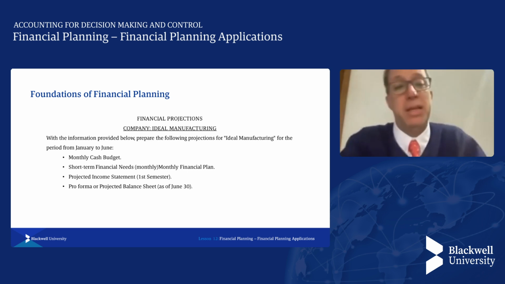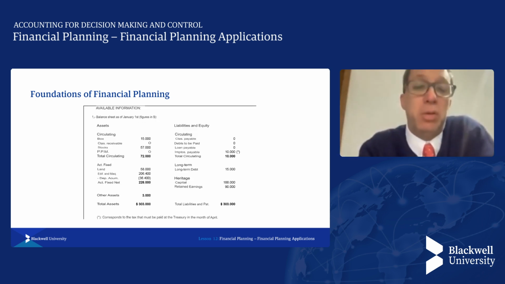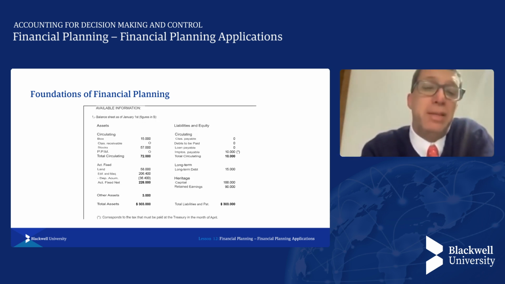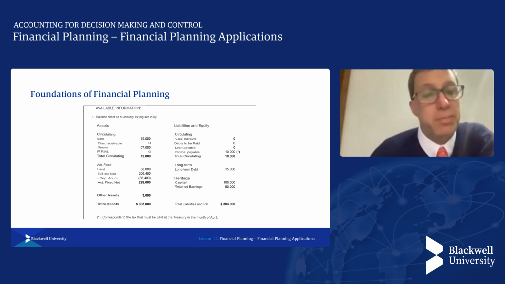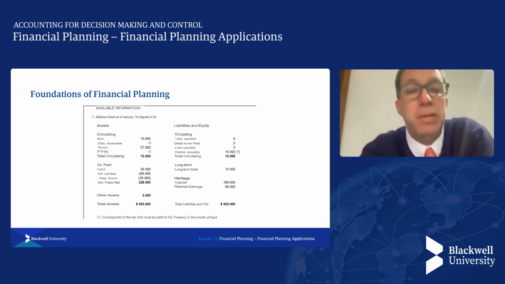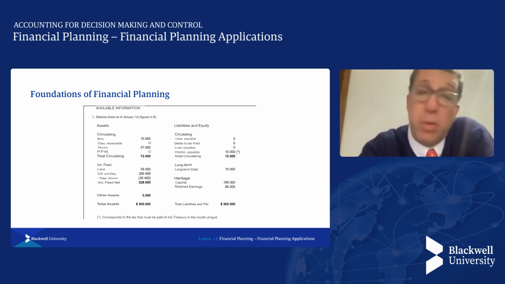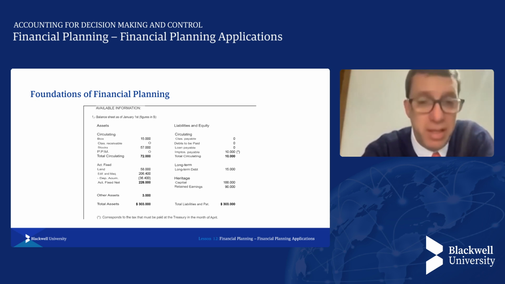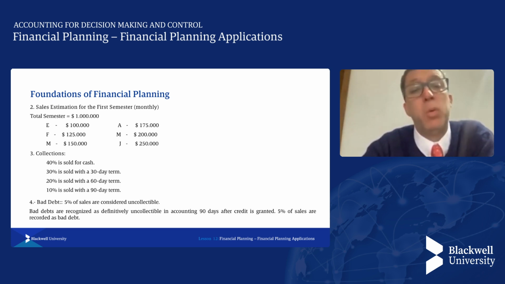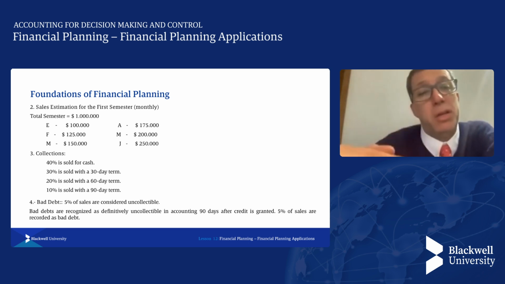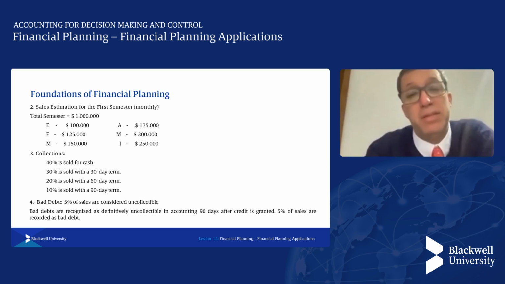So, in this case, they provide us with an initial balance sheet of the company, its asset structures and liability structures. They give us the most important aspect of any projection, which is always the sales projection. Here, in this case, 1 million per semester, starting in January with 100,000 and ending in June with 250,000. Why could there be that distribution?